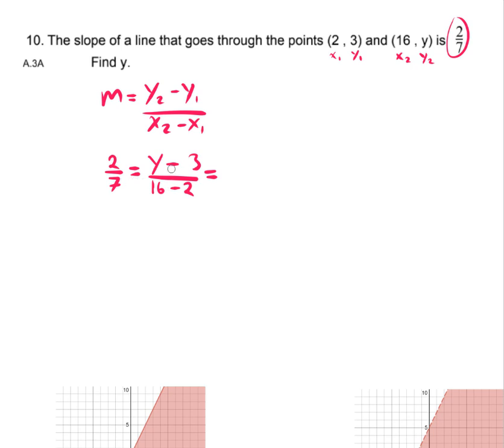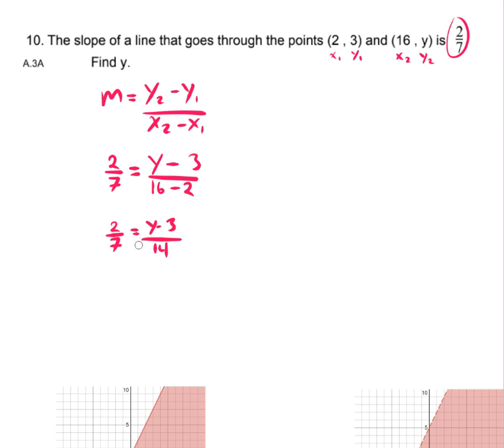What I'm going to do now is simplify, right? Actually, let me get rid of that. I don't want to do it that way. I want to actually keep going down just so it's all clear here. So I get 2 sevenths is equal to y minus 3 over 16 minus 2, which is 14.